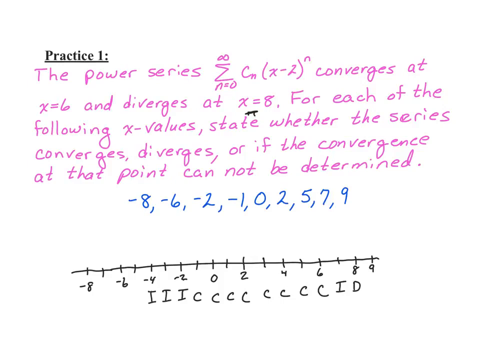Now, it does diverge at 8, which means everything after that has to also diverge. So it has to diverge at 9. Now, the radius here from 2 to 8, that's 6, which means everything after that would have to diverge. So if we go 6 in the other direction, everything after -4 would also have to diverge. So -5, -6, -7, and -8 would all have to diverge.